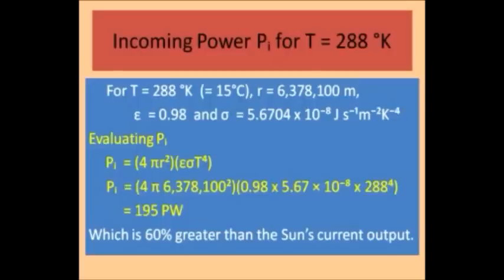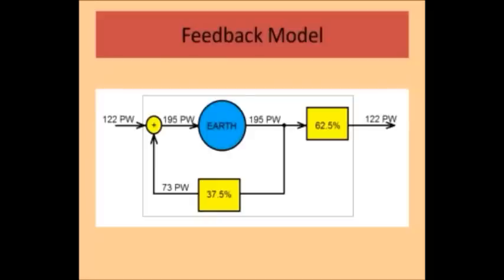As a thought experiment, I've modelled the feedback required to produce a 60% increase in input to the Earth. Note that the 60% increase is achieved with a feedback of only 37.5%. Also note that there are two systems in equilibrium here. The Earth itself with an input and output of 195 petawatts, and then the overall Earth with its feedback system having an input of 122 petawatts from the Sun and a radiated output of the same.